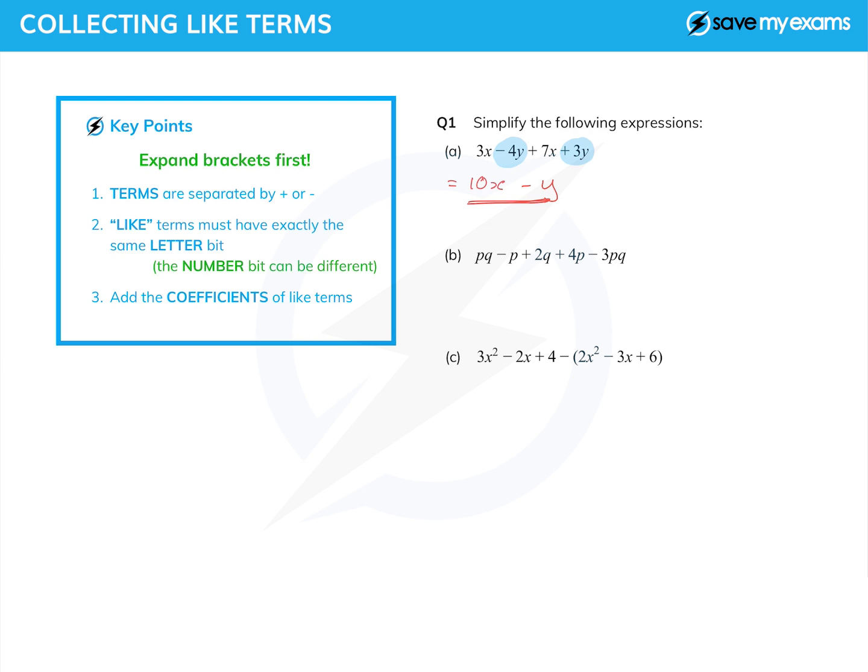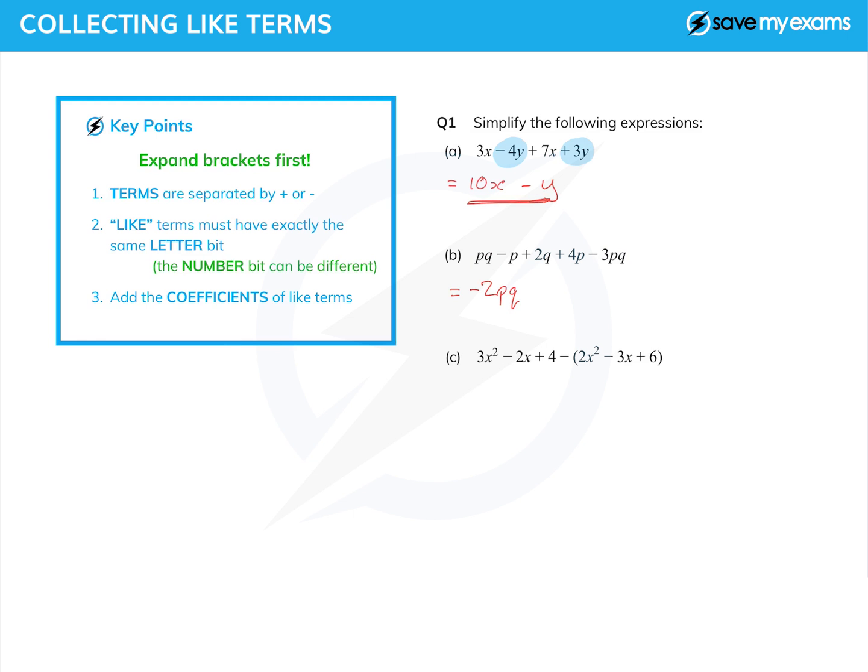Part B is a little bit more complicated because I've got PQs as well as P's and Q's, and those are the 2 terms with PQ in them, so the letter bits are exactly the same. And I've got 1 PQ and minus 3 PQ, and 1 take away 3 is minus 2. So the first thing is minus 2 PQ.